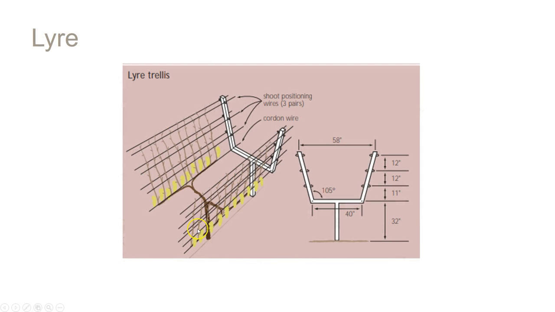So a horizontal division, which is very common, is the Lyre system. Basically, you can think of Lyre just like VSP, but with 4 canes. And then you have about a foot or 2 from here to here, and then you have these angled out. And the reason you angle the Lyre rather than go vertically is so you can get maximum sunlight inclusion into your fruit zone.